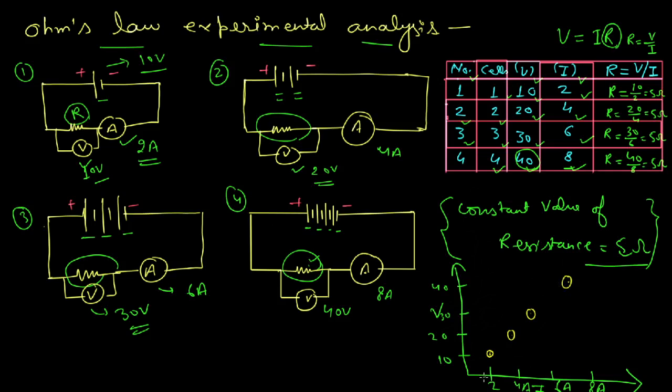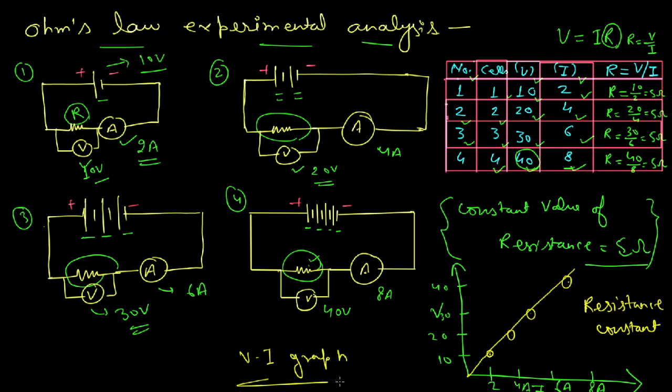If we draw the graph by joining these points, we will get a straight line. This straight line indicates that the resistance here is constant, and for a constant resistance the VI graph will be a straight line.